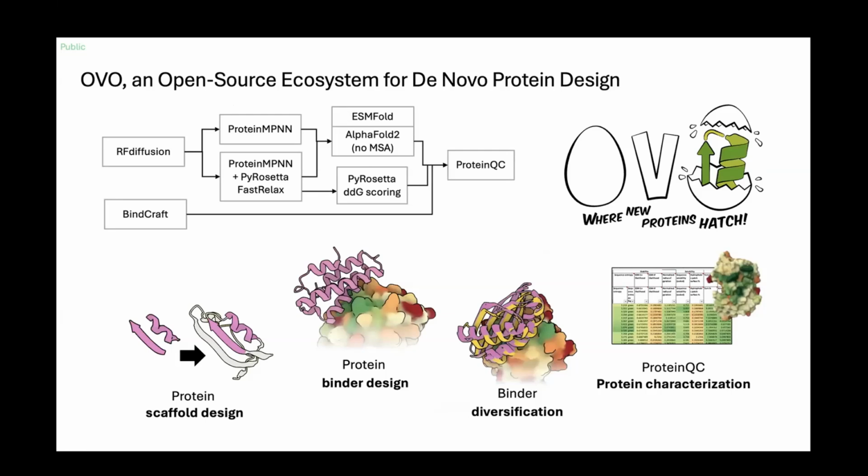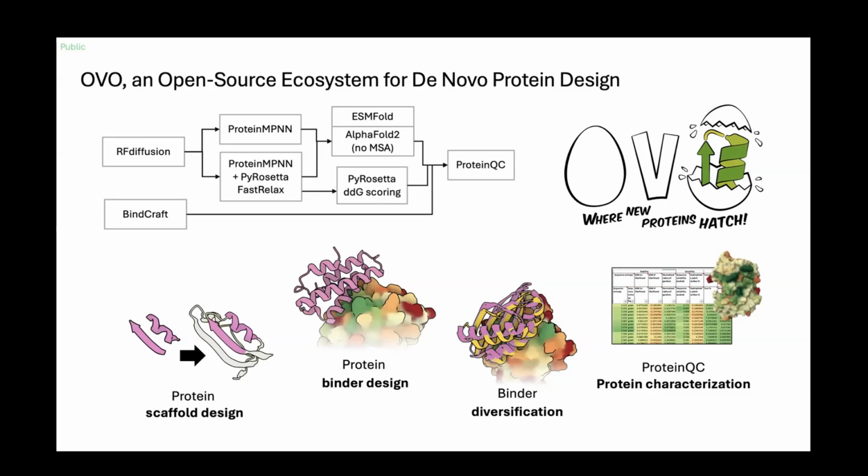So this is a schematic of the core. Of course, OVO is built around the main state-of-the-art pipelines for de novo design. So you can recognize the RFdiffusion end-to-end pipeline and the BindCraft. We added, in that sense, one internal pipeline built entirely by ourselves, which is ProteinQC.